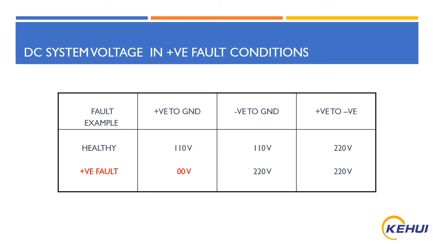There are certain cases where the positive polarity gets a low resistive fault or a dead short fault, where it becomes positive to ground 0 volt and negative to ground 220 volts, and still the system positive to negative remains 220 and it works until the opposite polarity gets a fault. If the opposite polarity also gets a dead short, then the whole substation becomes a blackout.